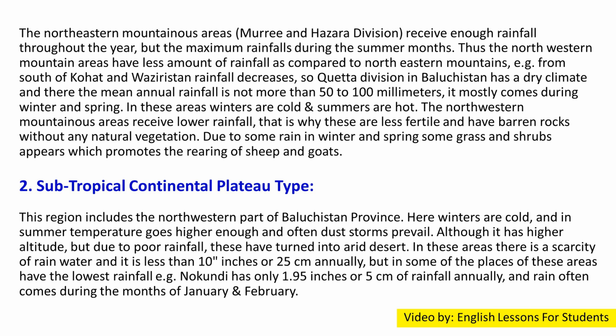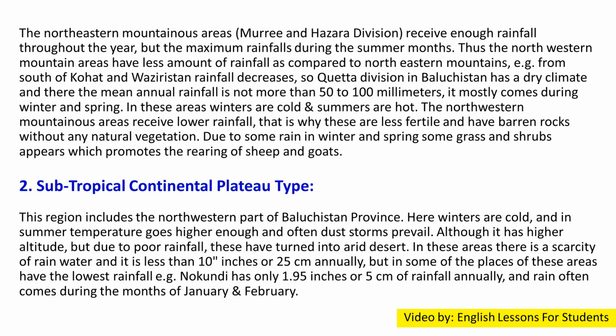The northeastern mountainous areas, Murree and Hazara Division, receive enough rainfall throughout the year, but the maximum rainfall is during the summer months. Thus, the northwestern mountain areas have less rainfall as compared to the northeastern mountains. For example, from south of Kohat and Waziristan, rainfall decreases. So, Quetta Division in Balochistan has a dry climate, and there the mean annual rainfall is not more than 50 to 100 millimeters. It mostly comes during winter and spring.